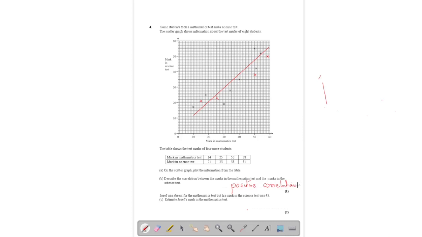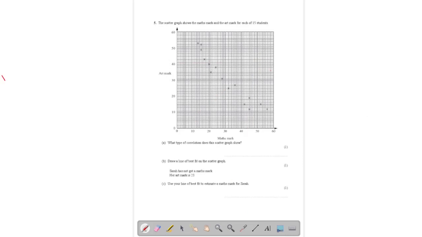Joseph was absent for the mathematics test, but his mark in the science test was 45. Estimate Joseph's mark in the mathematics test. So 45 in science, that's science 45. Just draw a line across, draw a line down. It is about 48. There will be a range of answers because it depends how you draw your scatter graph. 48 marks. Next question.